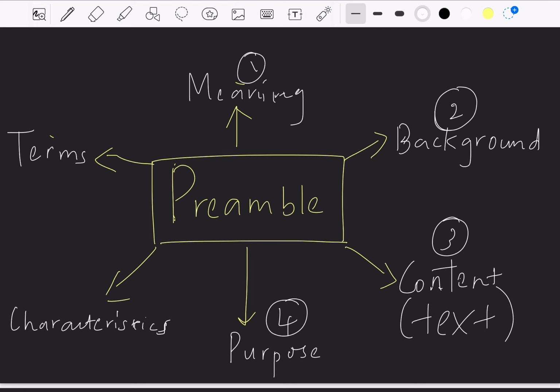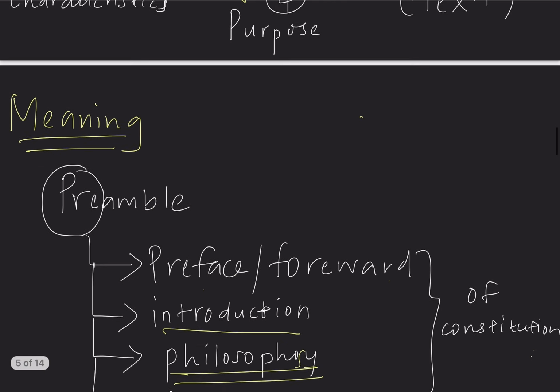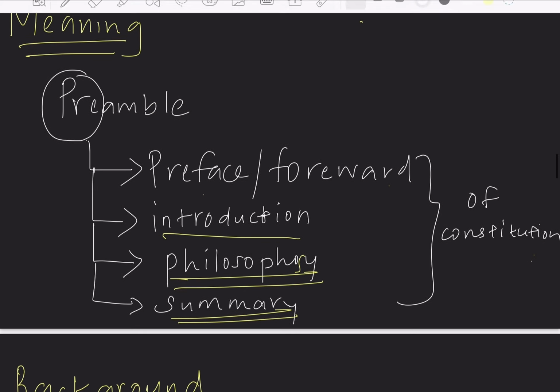So, the next topic is characteristics of Preamble. That is, we say Preamble is non-justiciable, Preamble is amendable. So, we are going to learn the meaning of those terms in characteristics. Next, in the text of Preamble, there are various terms like sovereign, socialist, secular, democratic, republic, liberty, fraternity, equality. So, all these terms we are going to understand in the topic terms. So, firstly, let's study the meaning of Preamble.